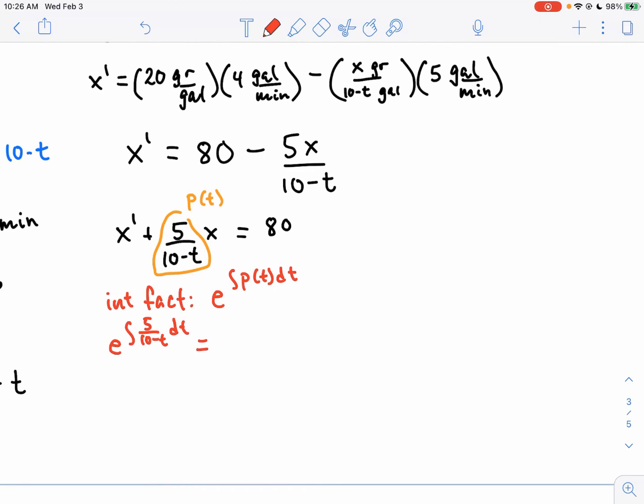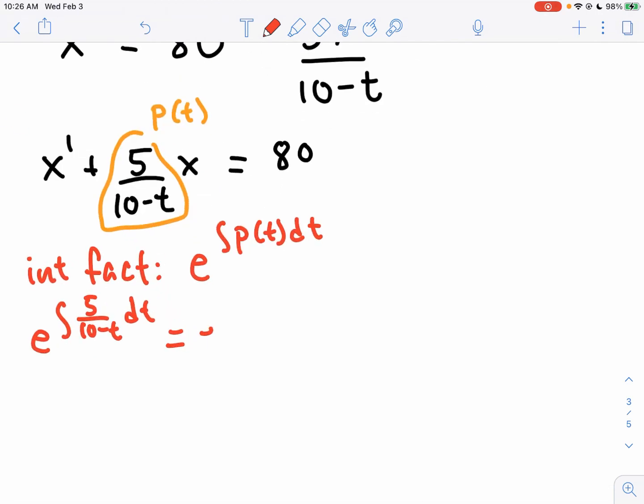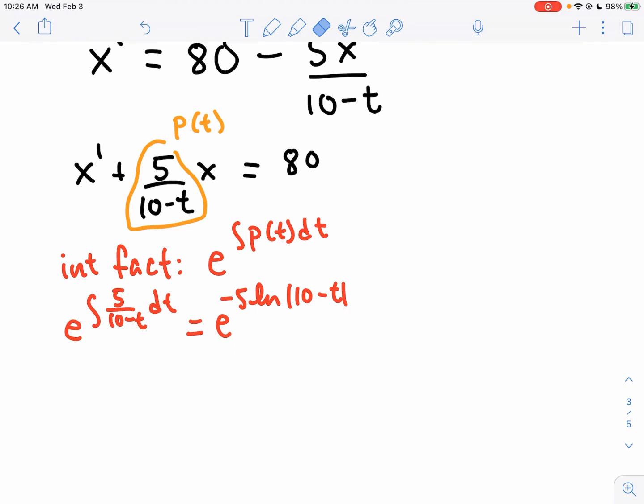That's a negative 5 natural log of u. And so we get e raised to the negative 5 natural log of u, and u is 10 minus t. All right, I know I did a lot there without showing the work. Don't worry about the plus c right here. We don't need that when we're doing an integrating factor. But this is review. I expect you to be able to do these basic antiderivatives at this point without error.